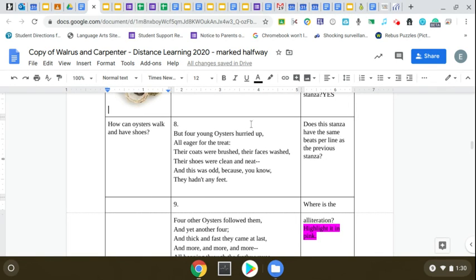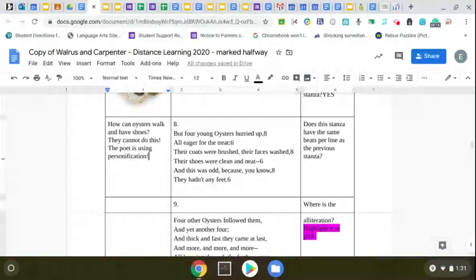Okay, does the stanza have the same beats per line as this? I'm thinking so, but let's check. But 4 young oysters hurried up, yep, 8, all eager for a treat, 6. Their coats were brushed, their faces washed, 8. Their shoes were clean and neat, 6. And this was odd because, 8. They hadn't any feet, 6. How can oysters walk and have shoes? They cannot. The poet is using personification.